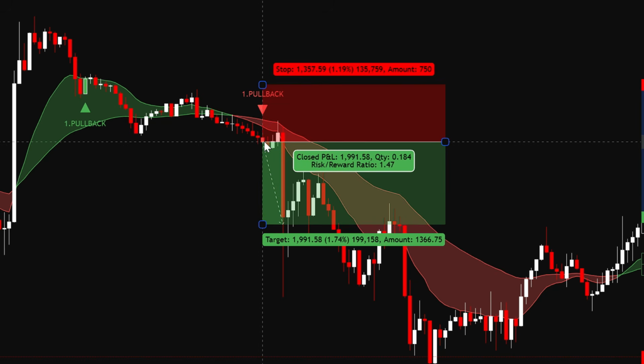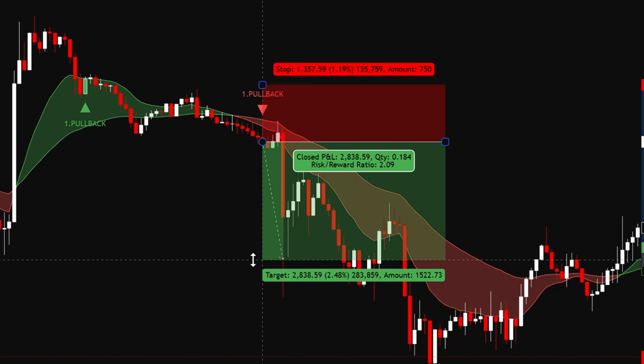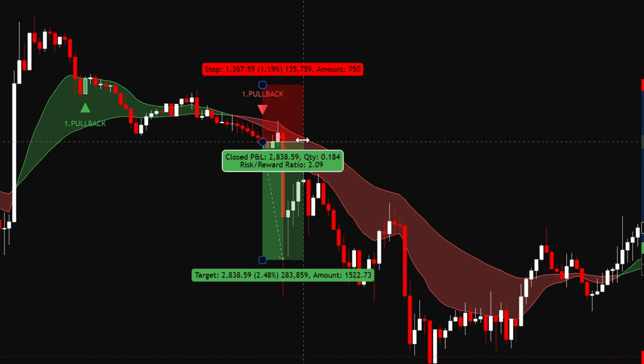Alright, that's the whole trading setup laid out for you. If you're committed to protecting your capital and achieving that solid 1 to 2 risk to reward ratio consistently, you must spend time backtesting this yourself.